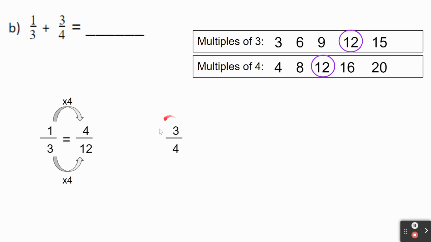Let's do the same thing for 3/4. We're going to create an equivalent fraction that has a denominator of 12, since 12 is that common multiple in both of our lists.